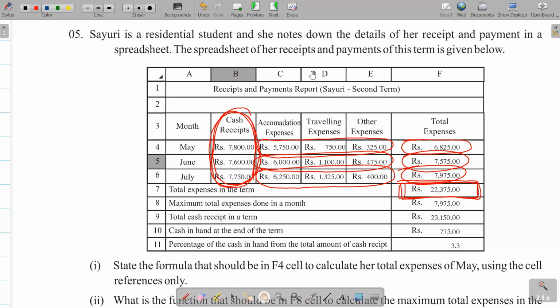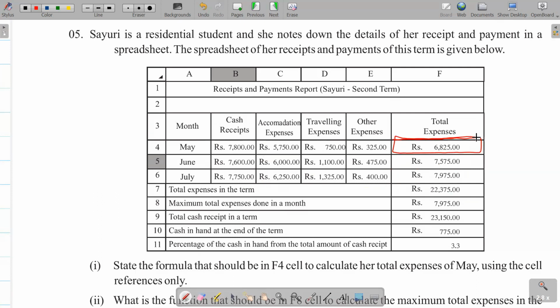Right, so the first question that they are asking is, state the formula that should be in F4. F4 means where? Let me clear this out quickly. Yeah. F4 means over here. This is F4. To calculate her total expenses of May using the cell references only. Yes. So you can write equals C4 plus D4 plus E4.